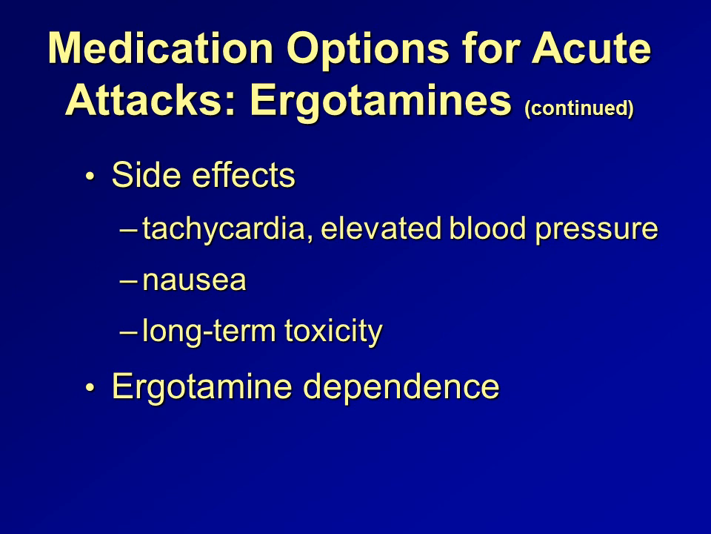Long-term toxicity may present as nausea, vomiting, headache, malaise, and vasoconstriction of limbs, which may lead to gangrene. A danger with the long-term use of ergotamines is ergotamine dependence. This can occur if these medications are used more than 3 times per week for an extended period of time.